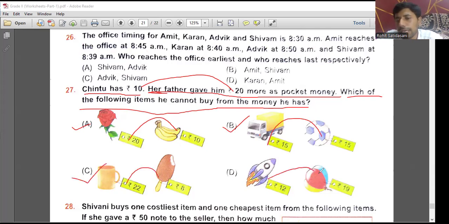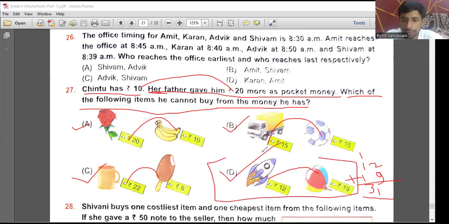Can he buy 12 plus 19? What is 12 plus 19? Yes, it's 31, but I'll do it once like this also. 2 plus 9, 11. It's 31. Can he buy anything of 31 rupees if he is not having? He has only 30 rupees. He cannot buy option D, which is the correct option.